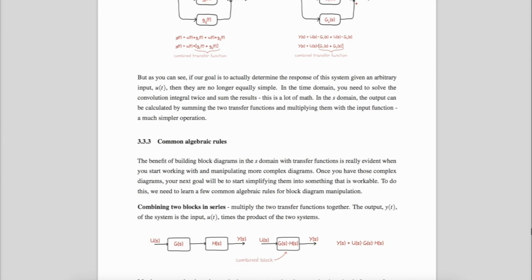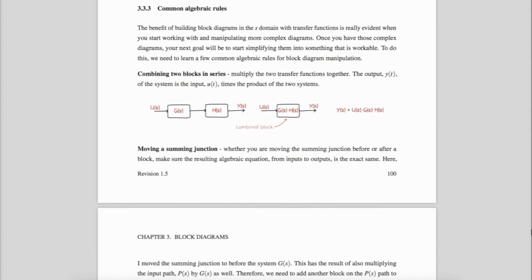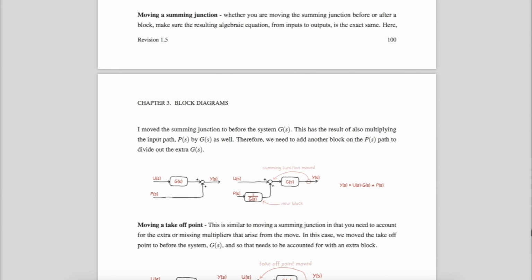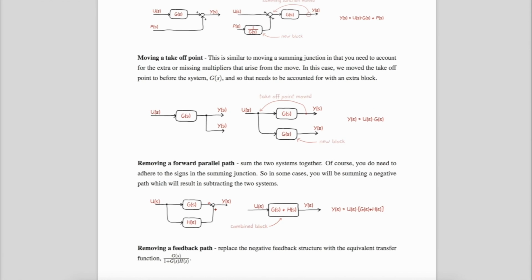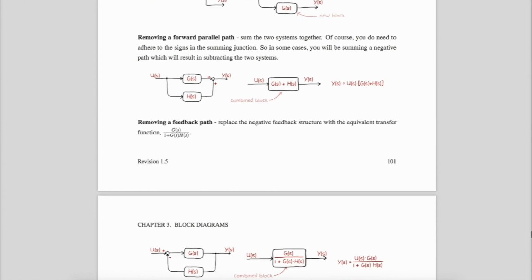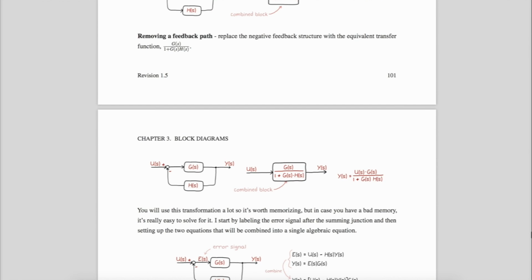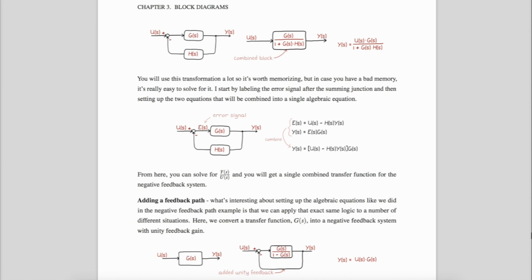So with that in mind, I list out a few of the more popular algebraic rules for block diagram manipulation. I cover combining two blocks in series into a single block, moving a summing junction to before or after a block, also moving a takeoff point to before or after a block, removing a forward parallel path, and removing a feedback path. Now, removing a feedback path is done all the time, so it's worth memorizing, or at the very least, learn how to solve for it, which I think is pretty simple.